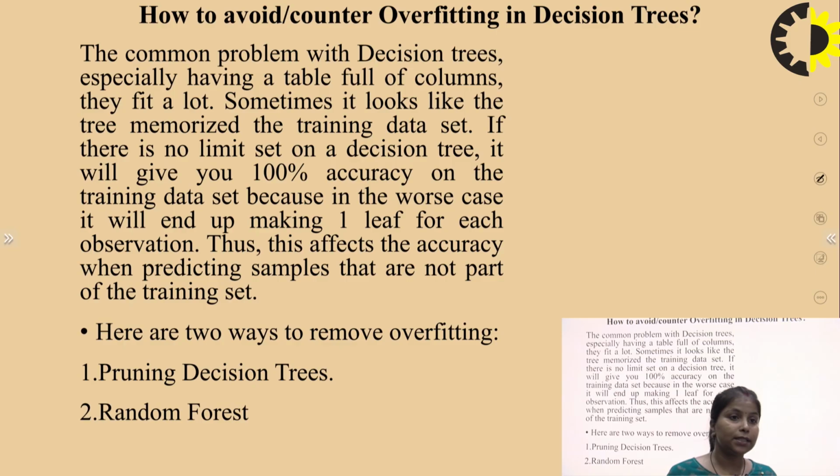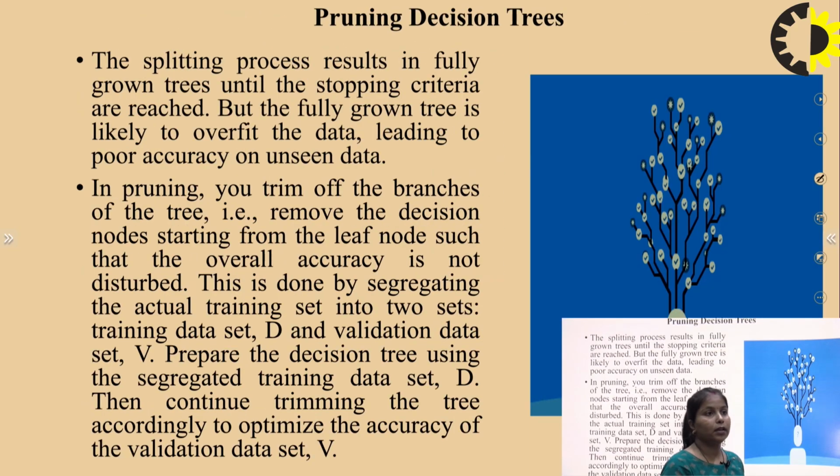First is pruning the decision tree, and second is random forest. In pruning, we keep splitting the results in the fully grown tree until the stopping criteria are reached. But a fully grown tree is likely to overfit the data, leading to poor accuracy on unseen data. So in pruning, we trim the branches of the tree and remove decision nodes starting from the leaf nodes, such that the overall accuracy is not disturbed.